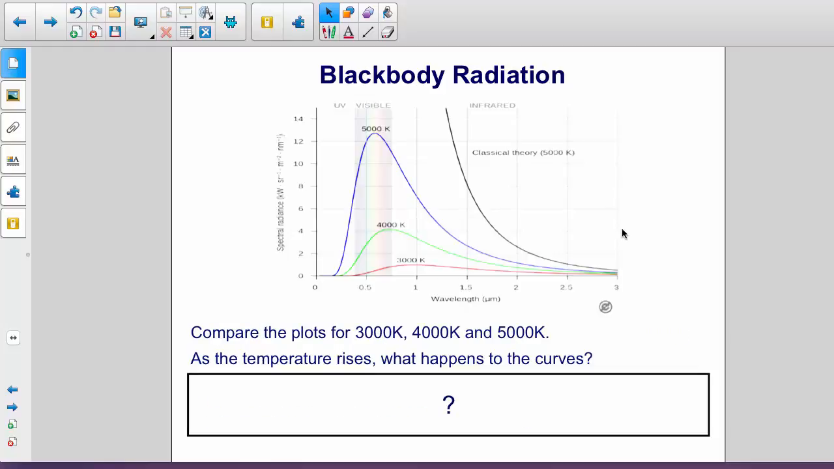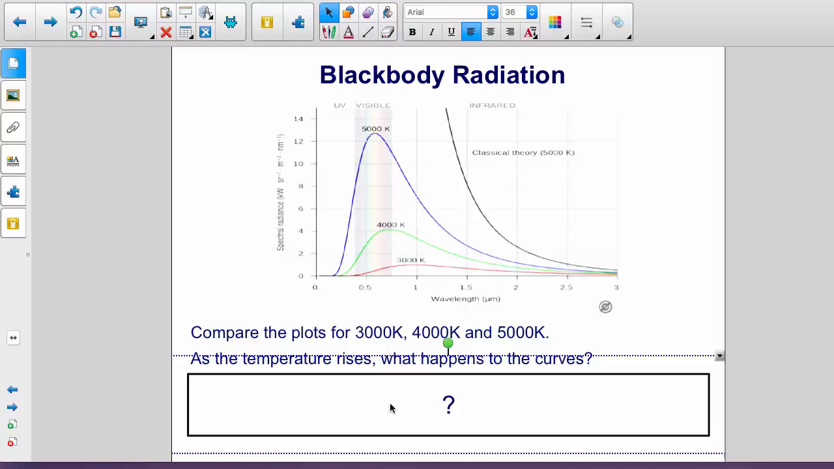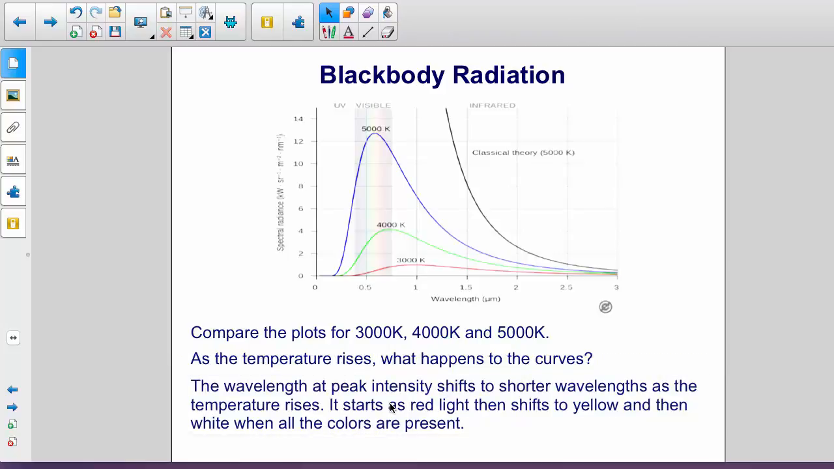Let's compare the plots for 3000, 4000, and 5000 Kelvin. That is the red, green, and blue curves. As the temperature rises, what happens to these curves? Well, the wavelength at peak intensity shifts to shorter wavelengths as the temperature rises.